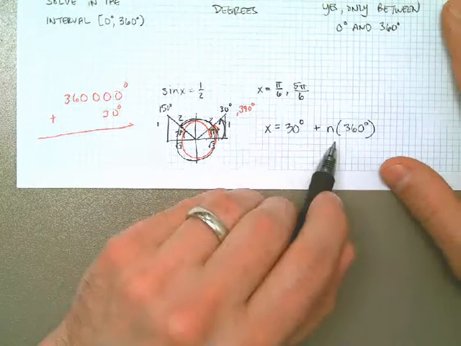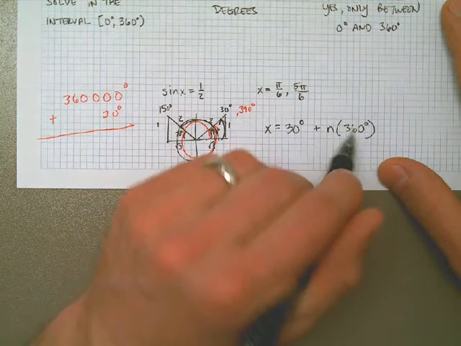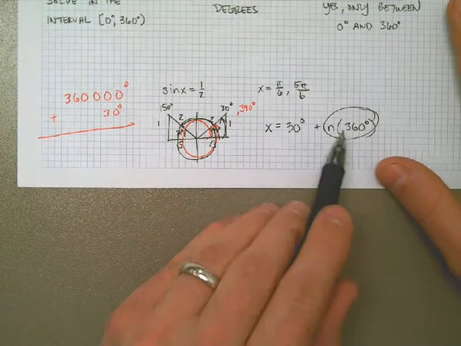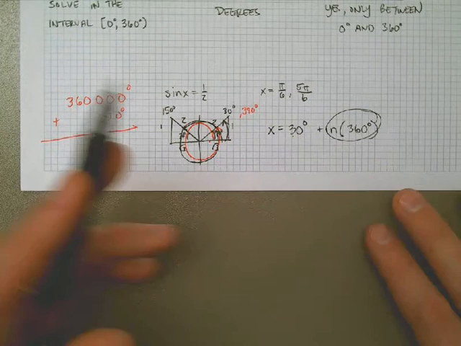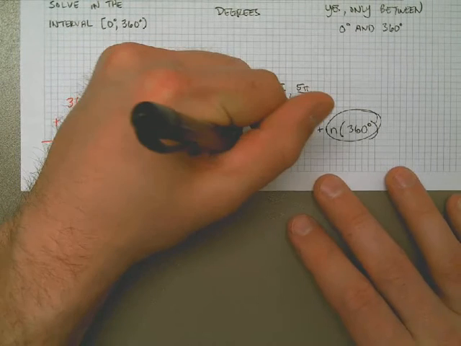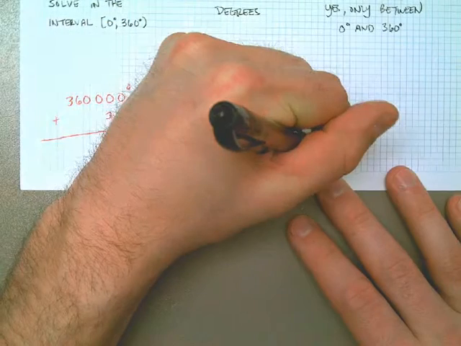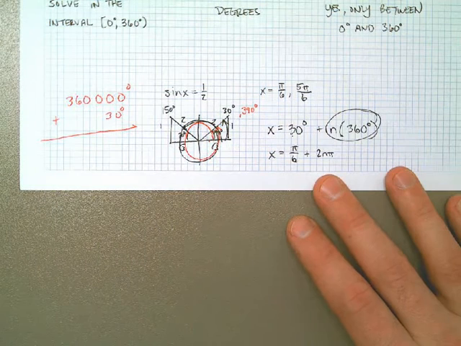N here is going to stand for a whole number, 0, 1, 2, 3. And really this tells me how many rotations I'm going around. That's what that section tells me. How many rotations am I going first before I add the 30 degrees onto the end? If I want to do this in radians, which is the real way, I'm going to say x is pi over 6 plus some multiple of 2 pi. And this is one of my solutions.